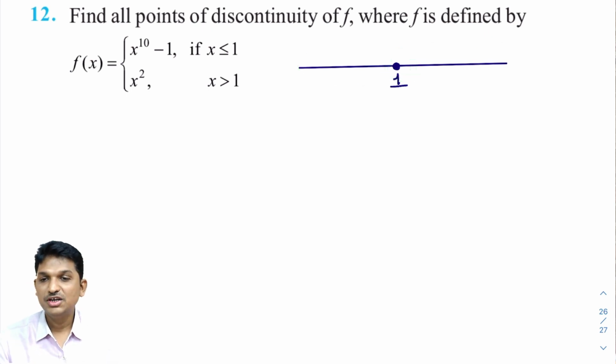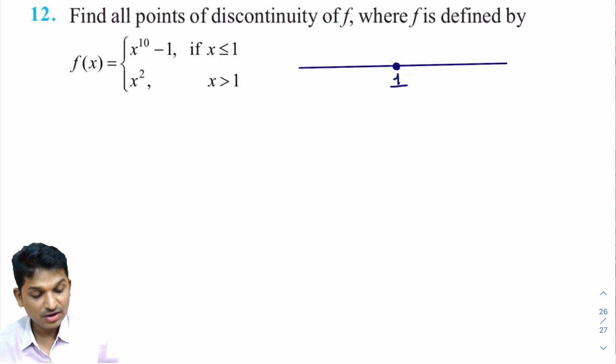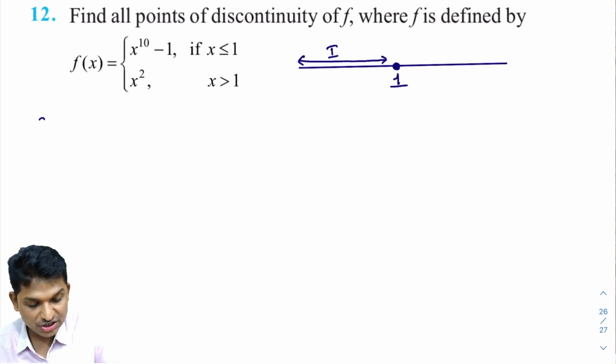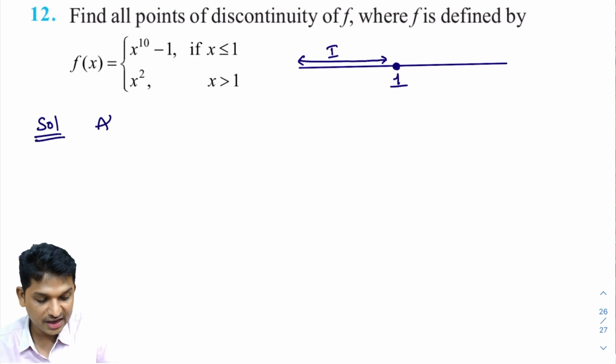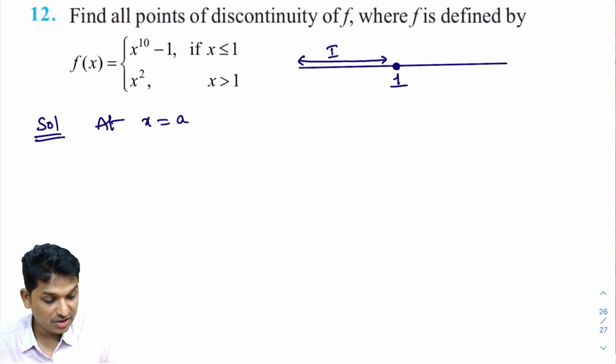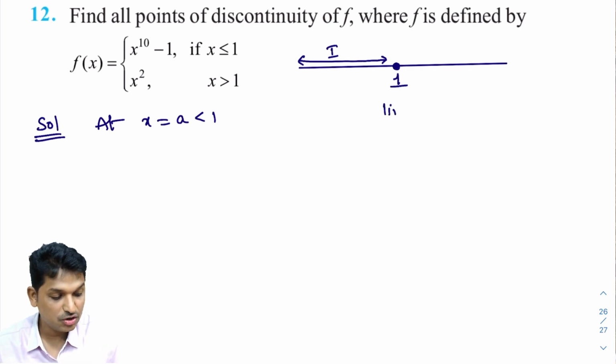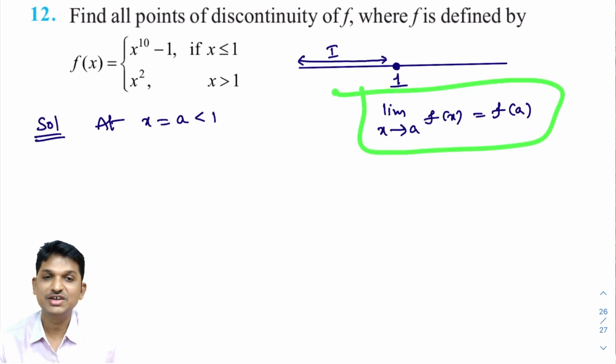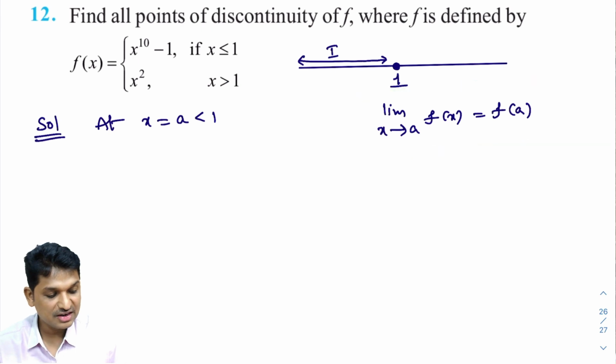I hope you are all understanding, right? So case 1, what is case 1? In this zone, I am checking continuity. Solution. Checking the continuity at x equal to a, where a value is less than 1. When we say function is continuous at x equal to a, if limit x approaches a, f of x equals f of a. If this holds good, then we say that function is continuous at x equal to a. So first I'll calculate this one.